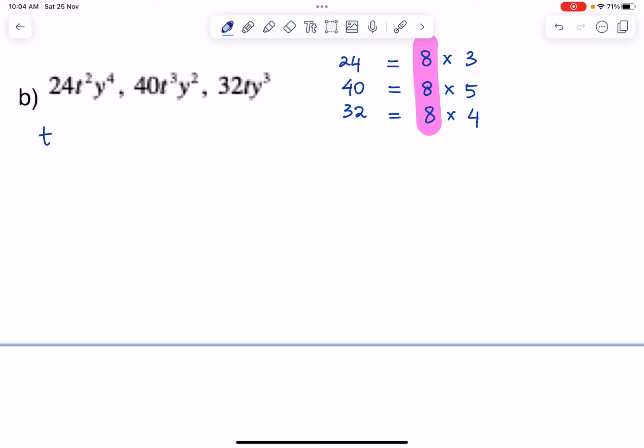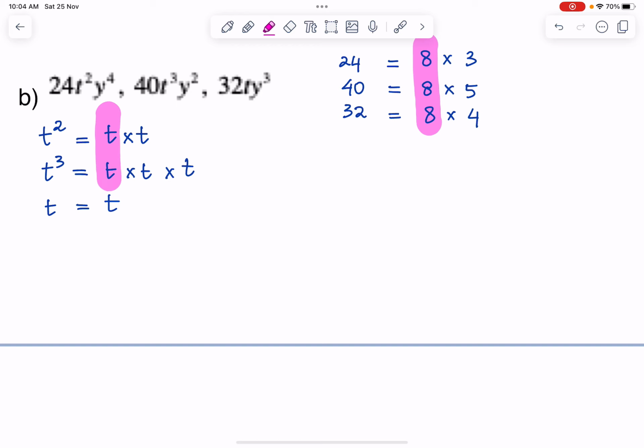So let's look at t now. In the algebraic expression, the first one has t squared, which is just t times t. The second one has t cubed, which is t times t times t. And the last one is just t power 1, which is just t. So what is their greatest common factor? The one that they all have in common is just this one t, right? The others they do not have in common.